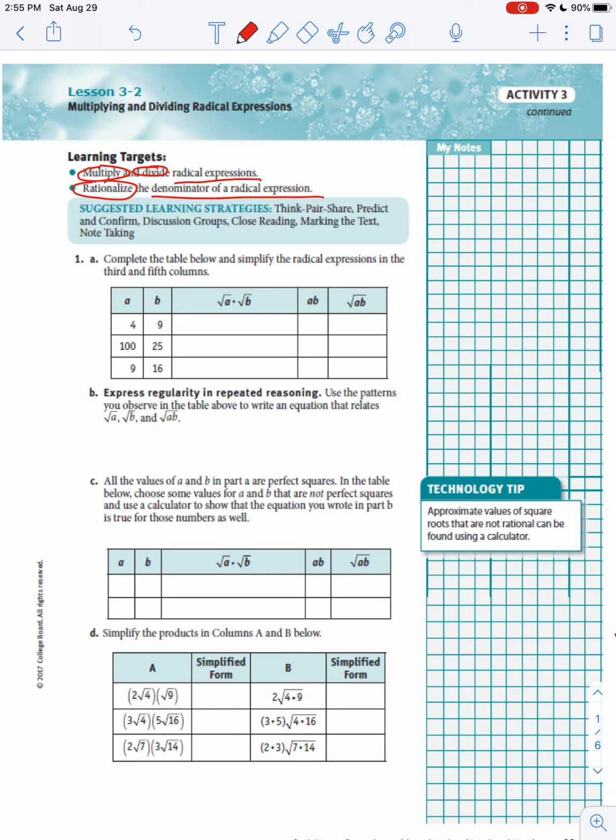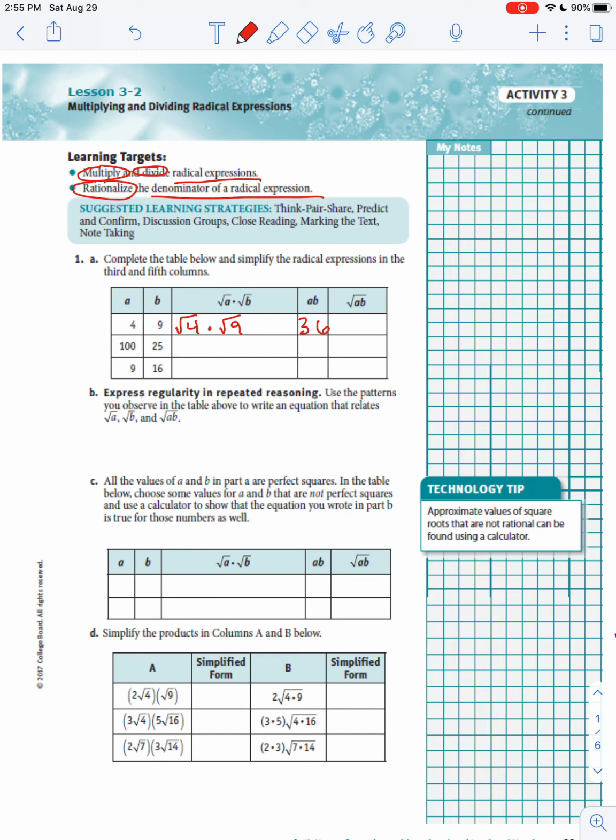multiplying radical expressions. So we're going to complete the table, and so if A is 4 and B is 9, they want us to look at the square root of 4 times the square root of 9. Okay, so we want to look at that. And then if you look at the next column, it says, well, what is just A times B? Well, 4 times 9 is actually 36.